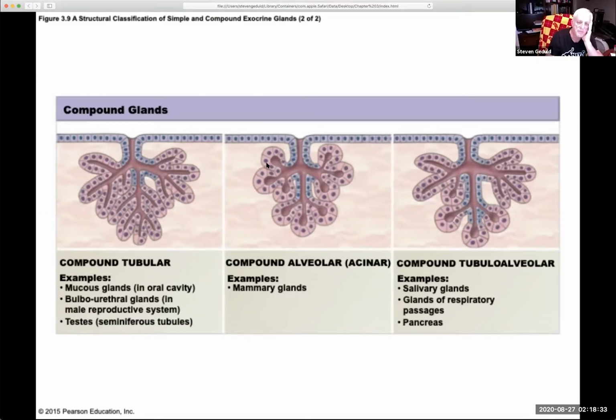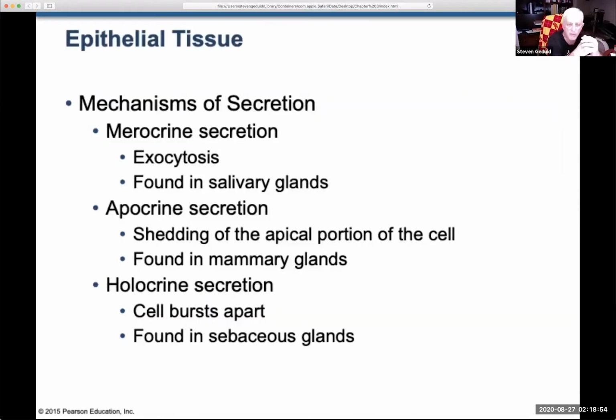in the lung. Okay, this is a compound alveolar gland, and this is a compound tubulo-alveolar gland, where you have some tubule ones, like this is a tubule, this is tubule, this one's alveolar. This is the way that it's shaped. Okay, so you have compound tubular, compound alveolar, and compound tubulo-alveolar. Those three types of compound glands.